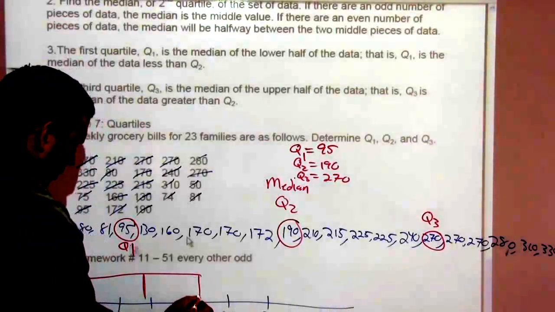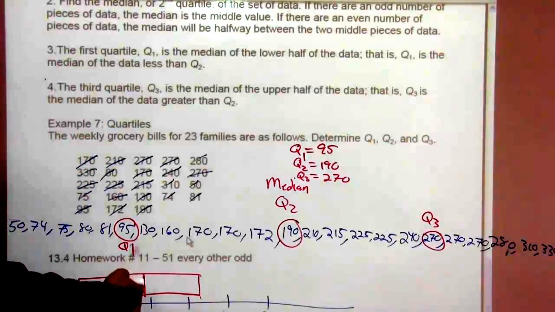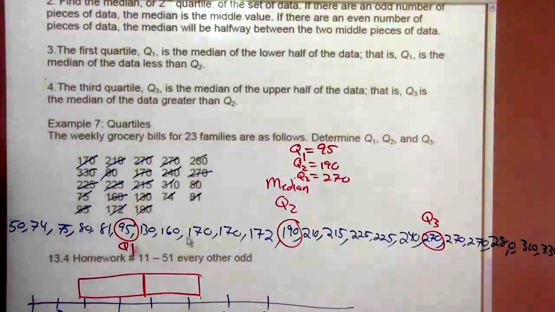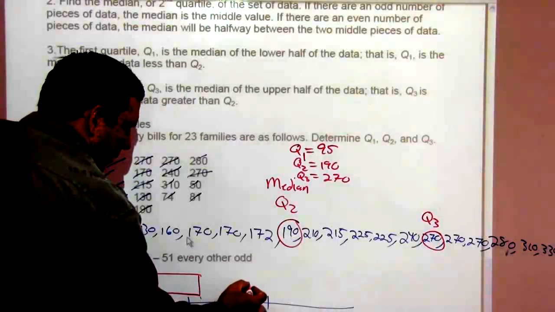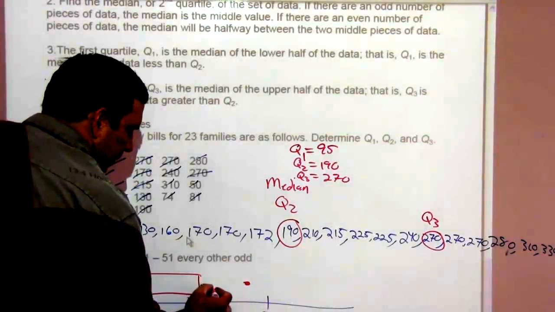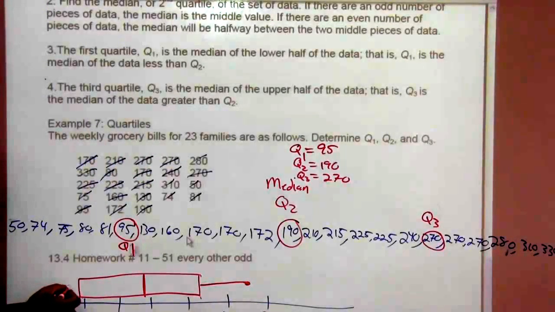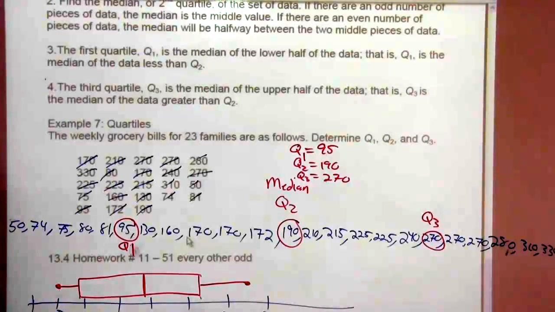And this is the box you get from here. In the box, your median is inside the box, not necessarily in the middle. Your Q1 is on one end of the box, and Q3 is on the other end. Then we're going to draw whiskers. We're going to go out to 330 here. And the lowest data point was 50, so right about there. So there's a box and whisker plot.